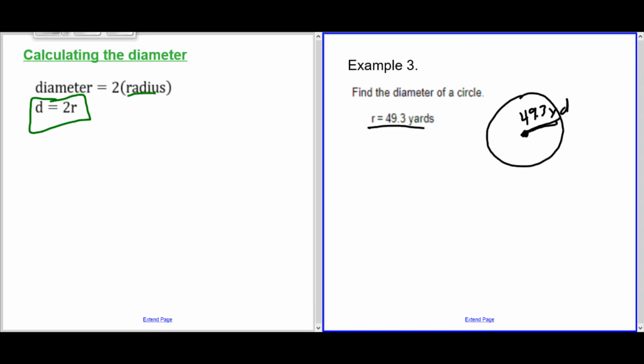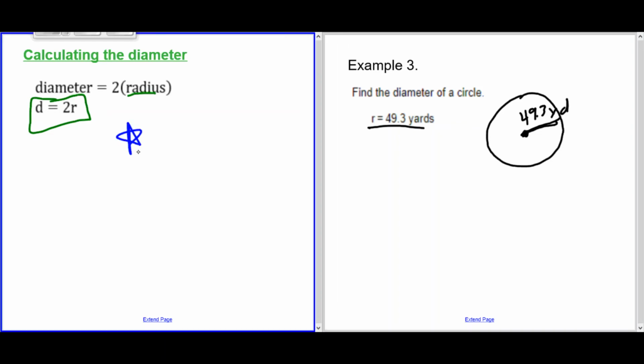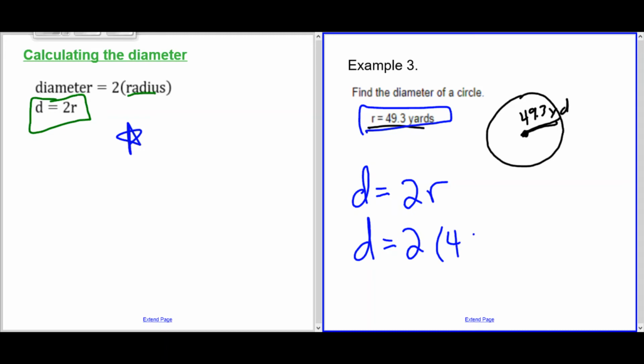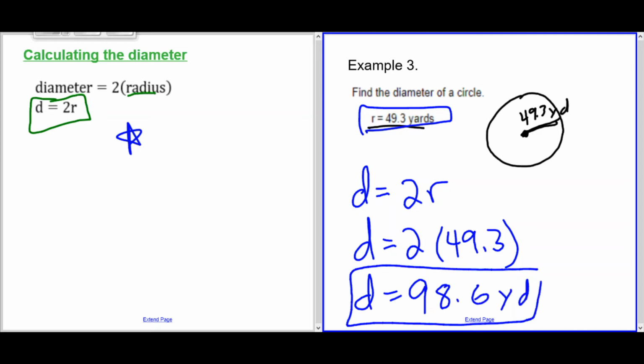So if I want to calculate the diameter, I'm just going to use the formula that you see over here to your left. I'm going to do diameter equals 2 times the radius. Well, I know the radius. It's 49.3. So the diameter is going to be 2 times 49.3. This would be 98.6 yards. So that is my diameter. All you do to find the diameter is multiply the radius by 2.